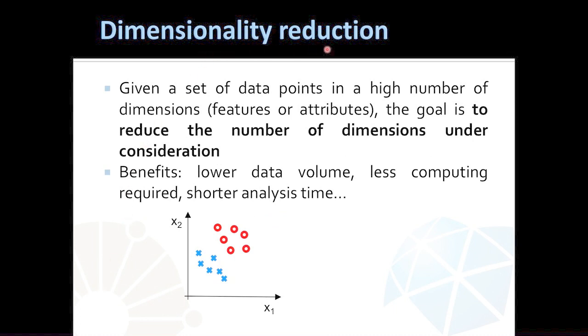In dimensionality reduction, given a set of data points in a high number of dimensions, features or attributes, the goal is to reduce the number of dimensions under consideration. In this example, if I adopt this axis instead of the original axis, I would have all necessary information to perform a classification task, for example. In other situation, I could have a high number of inputs arriving from different sensors and I could choose only one of them or a few to pay attention. It is usual that we can have dozens or even hundreds of dimensions in some practical situations. Some of the benefits of the dimensionality reduction are lower data volume, less computing required, shorter analysis time, and so on.